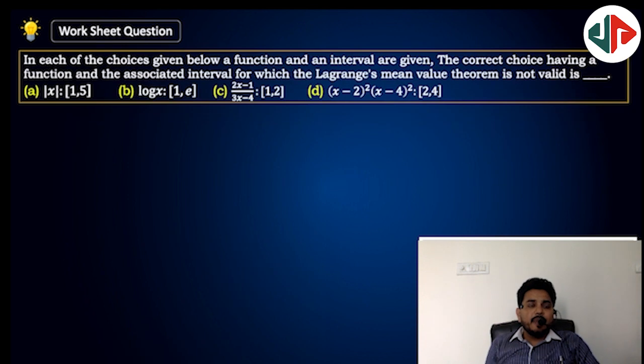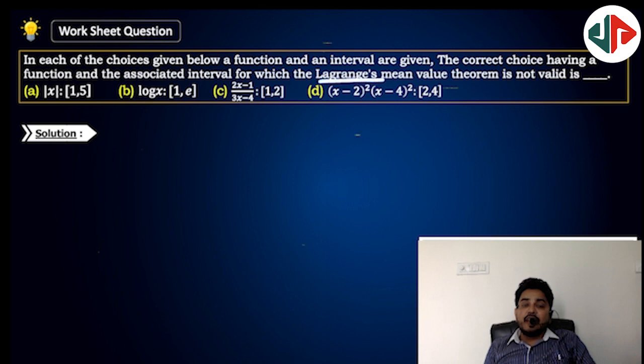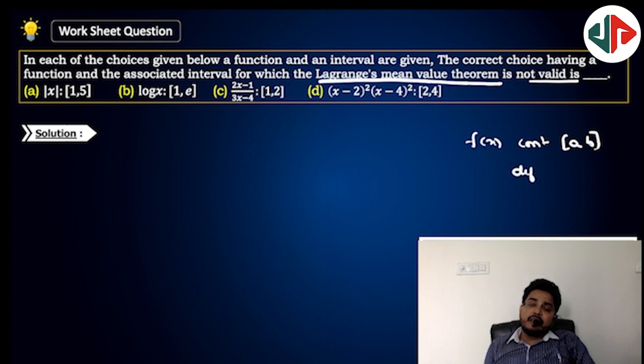Next question. In each of the choices given below, a function and an interval are given. The correct choice is the function and associated interval for which Lagrange's mean value theorem is not valid. For Lagrange's mean value theorem, f of x must be continuous in the interval a to b, and f of x must be differentiable in the open interval a to b. Mod x is continuous and differentiable. Log x from 1 to e, there is no problem.